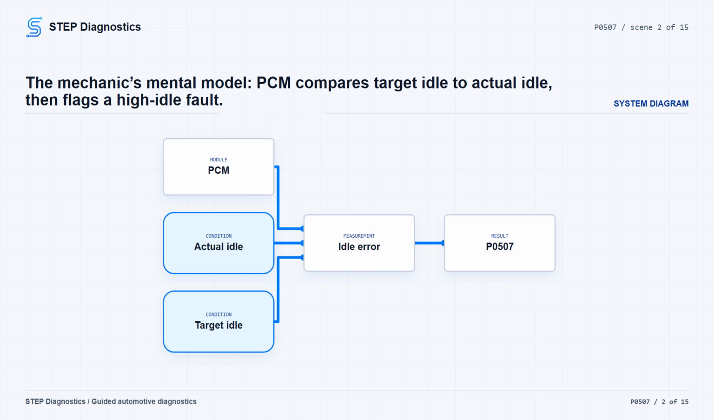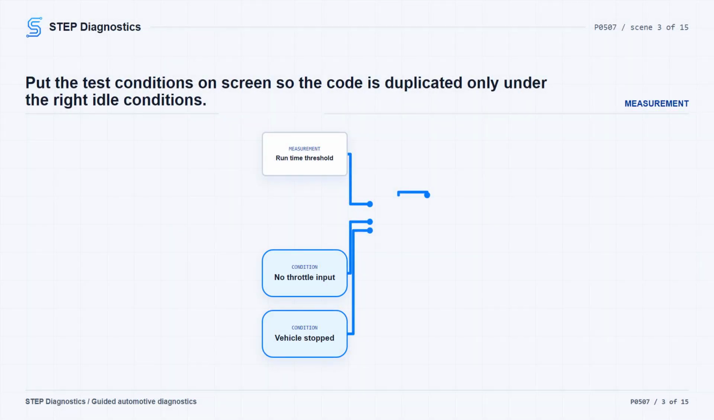The logic here is commanded versus actual idle performance. The PCM is trying to control idle, and the engine is not matching what it expects. Before testing, keep the monitor logic in mind. This diagnostic runs at idle, with no throttle input requested, vehicle speed at 0, and engine run time of more than 30.0 seconds. The code sets when engine speed is more than 200 RPM above idle speed for 30.0 seconds. So when you try to duplicate it, reproduce those operating conditions instead of chasing the fault under the wrong conditions.